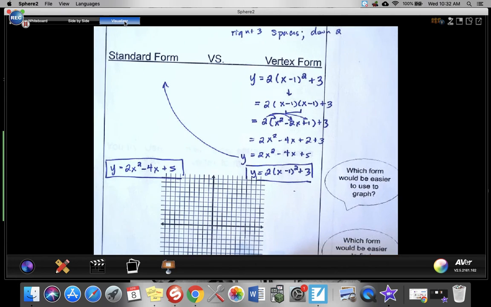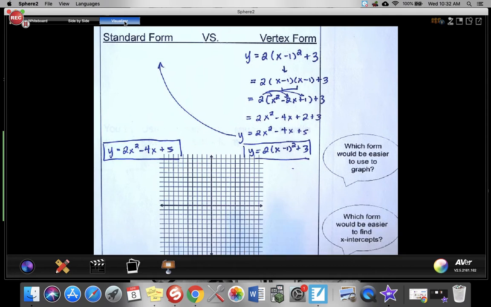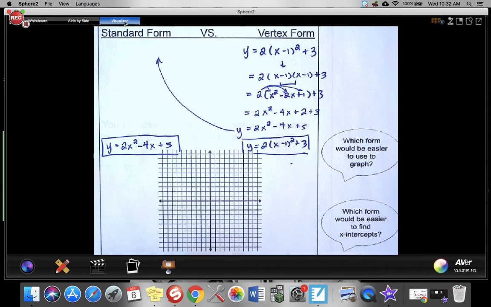So those are the two different types. What I want you to start thinking about is, and there's not necessarily a correct answer, which form would be easier to use to graph. Honestly, I think you could make an argument for both of them.